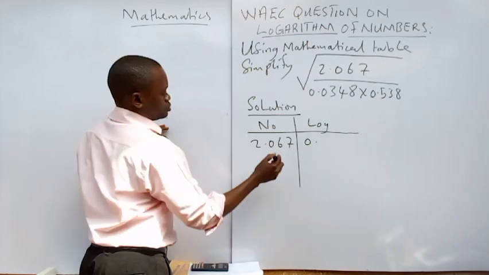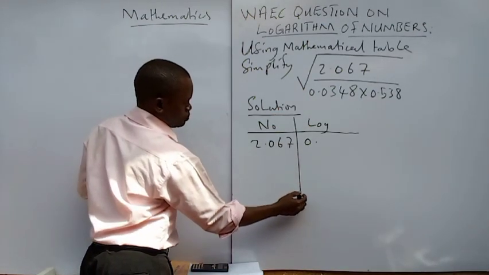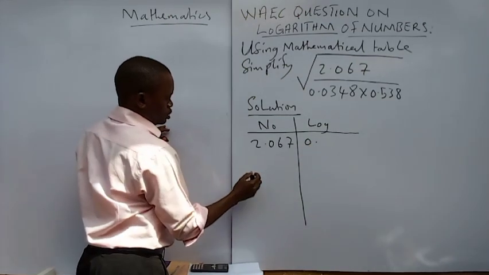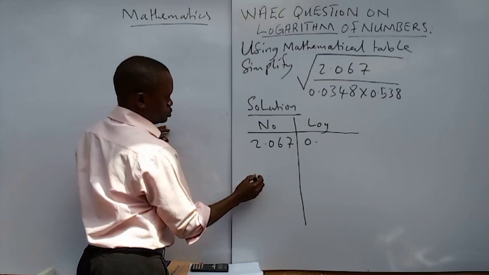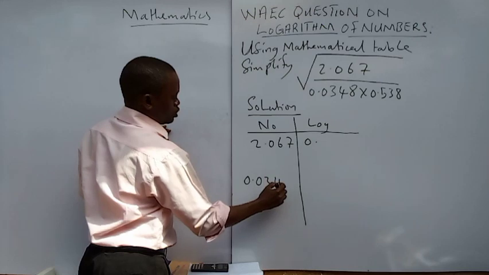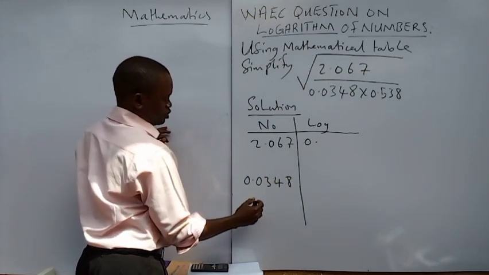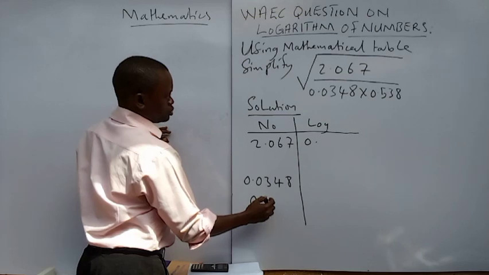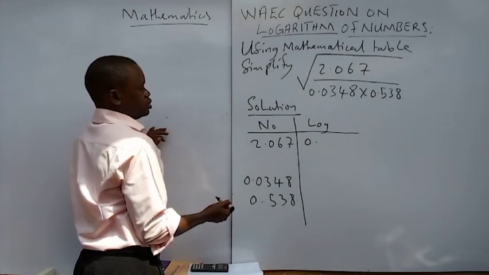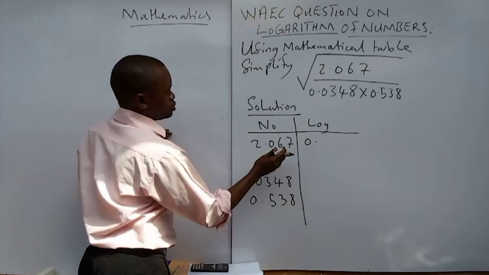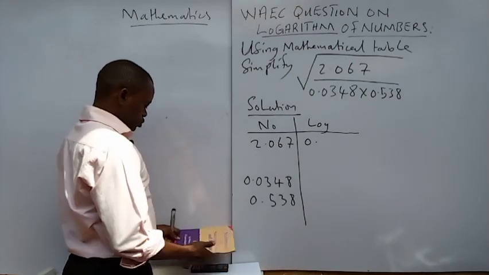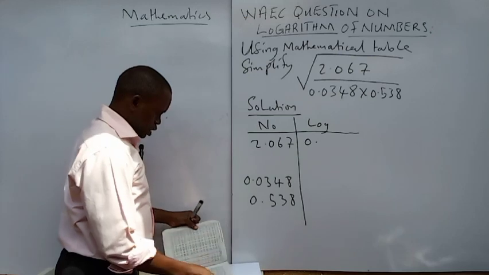And then I also have down here, let me take it a little bit down because there is going to be a little shift here. So we have 0.0348 and we have again 0.538. Okay, so this is 0 point. I will now go to the table because they say use table to handle this.